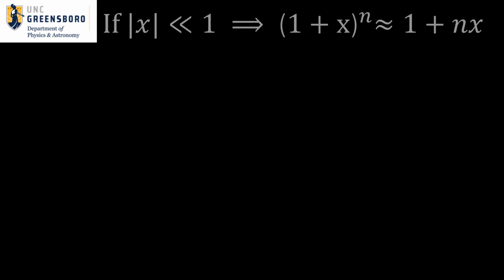the binomial theorem. So I'm not going to go through and show the whole binomial theorem and talk about that. I'm just going to focus on one consequence of it. Specifically, if the absolute value of x is much less than 1, then the quantity of 1 plus x raised to the n power is approximately equal to 1 plus nx.